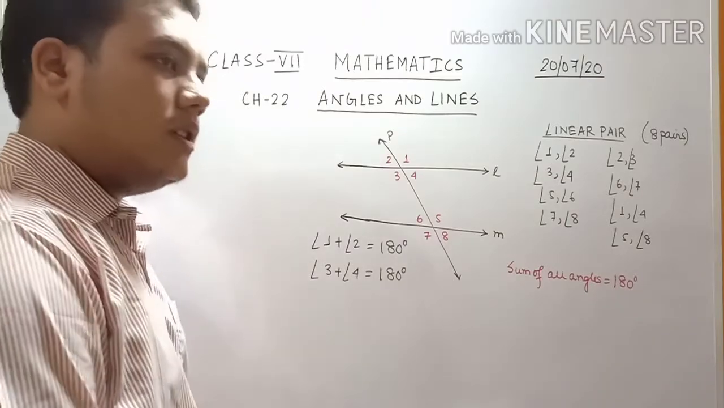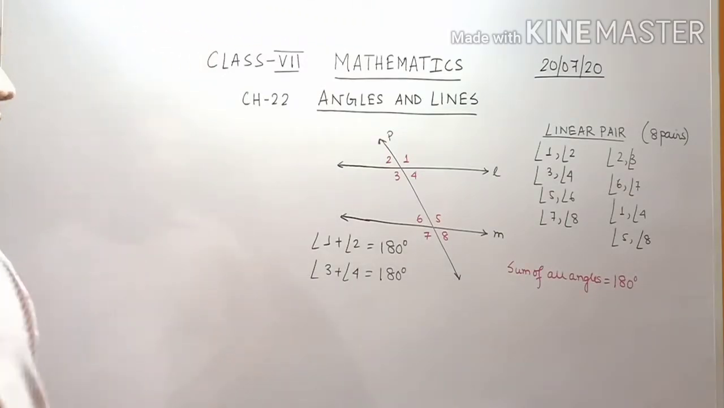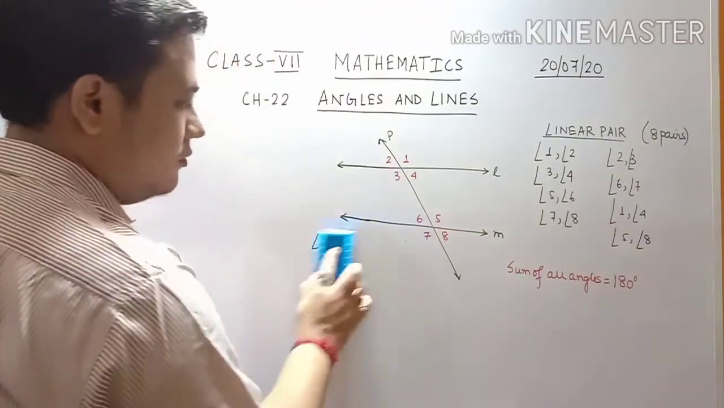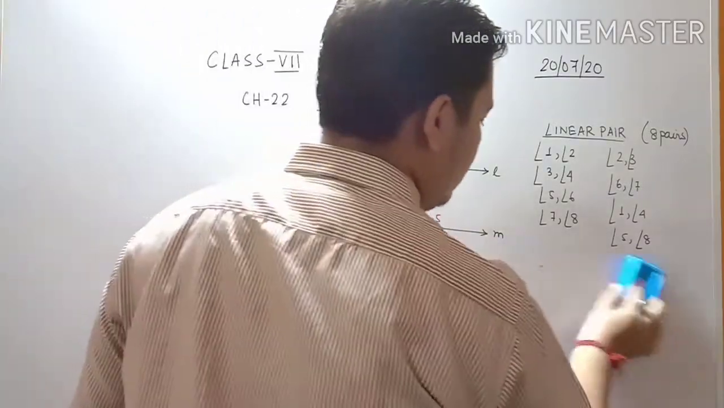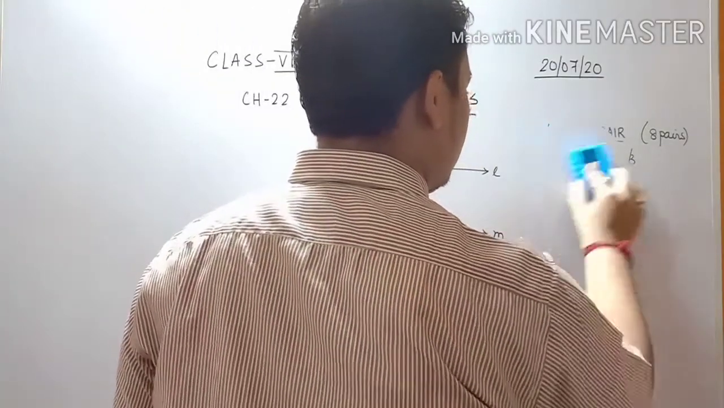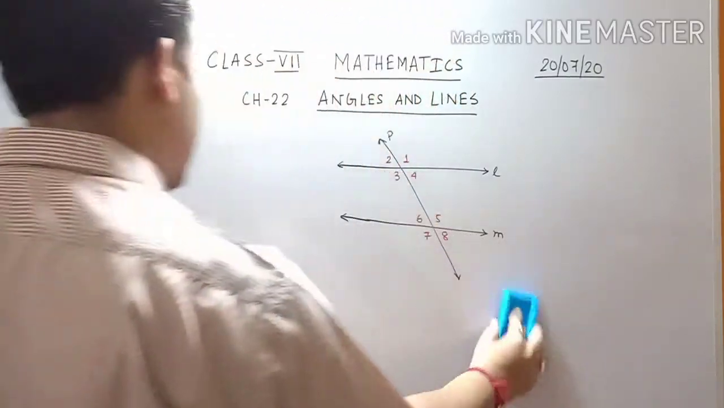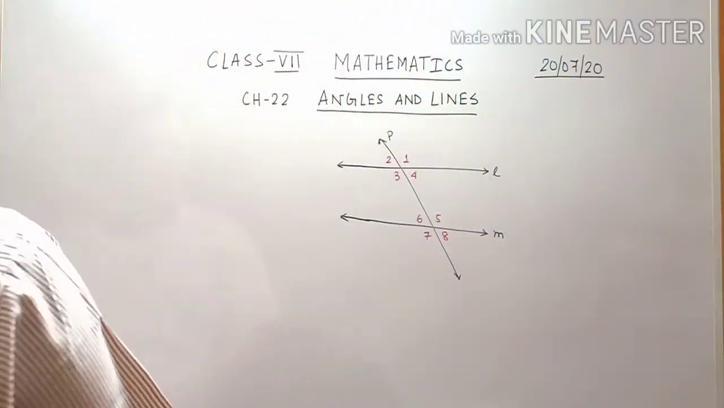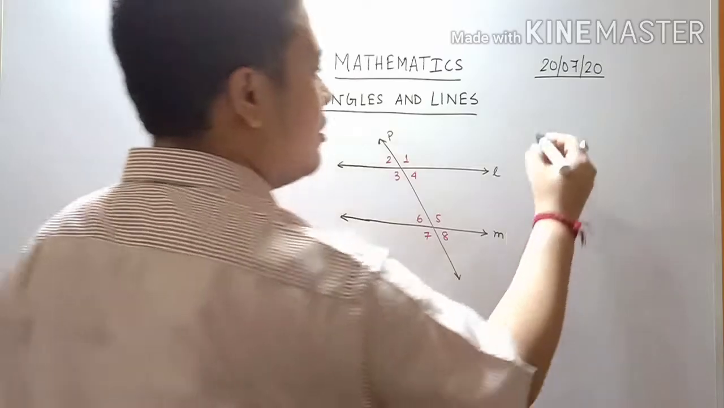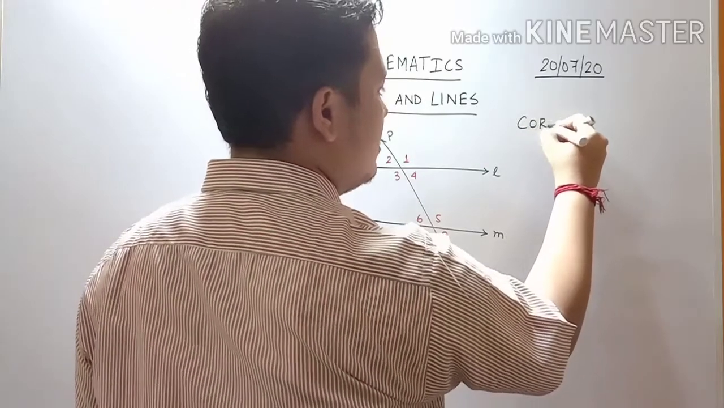Next we are coming to the second pair of angles. The next pair of angles is our corresponding angles.